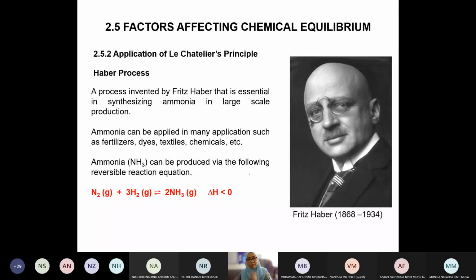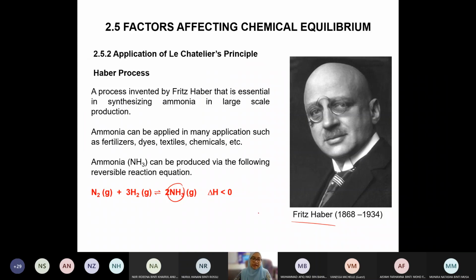Okay, so we have 2 applications that are very famous, that have been using this principle for the longest time. We have the Haber process and the other one, the contact process. So these are very famous processes. Haber is to produce ammonia. The production of ammonia is known after its scientist.